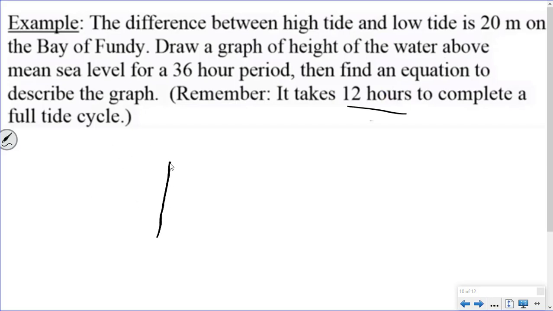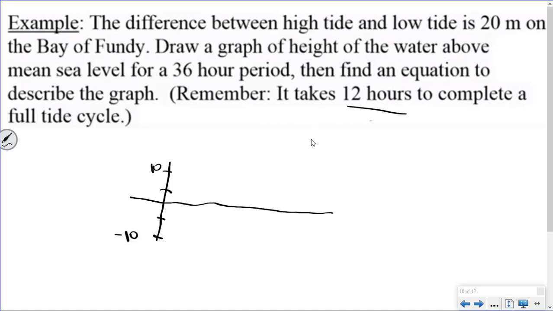If that's the case, I'm going to make my x-axis, my y equals 0, be my mean sea level. And then this graph is going to be 10 meters above mean sea level at high tide and 10 meters below mean sea level at low tide. So this is one of those rare examples where we have an application problem that actually does consider negative values.